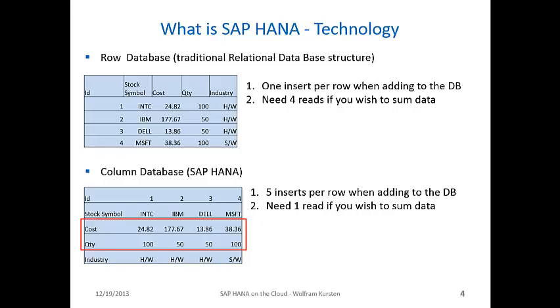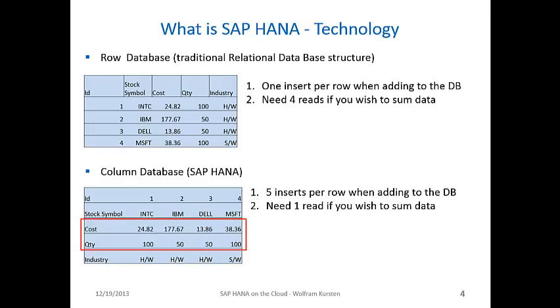Now, if you wanted to sum, say for example, the cost or the quantity, what you would need to do is do 4 reads for the 4 records, pull them into memory, and then at that point sum the cost and the quantity.